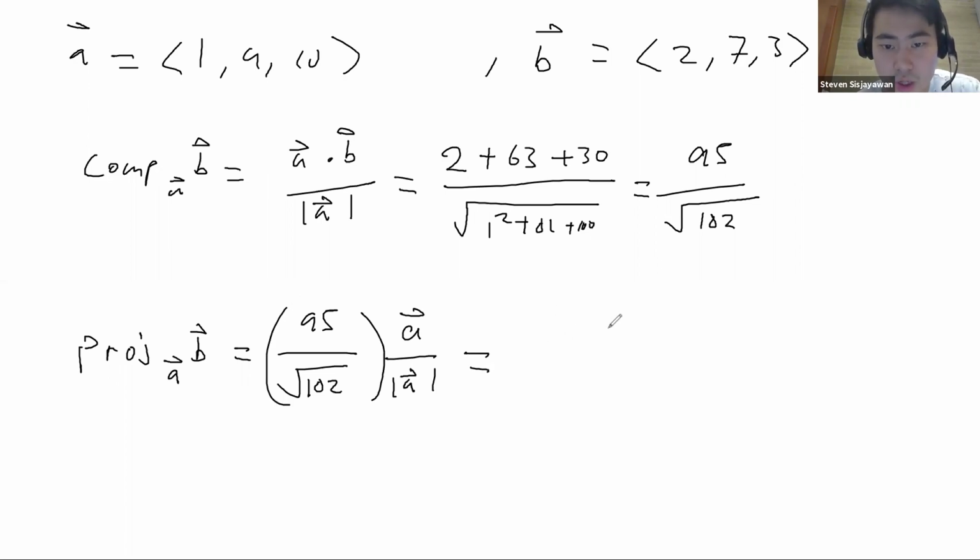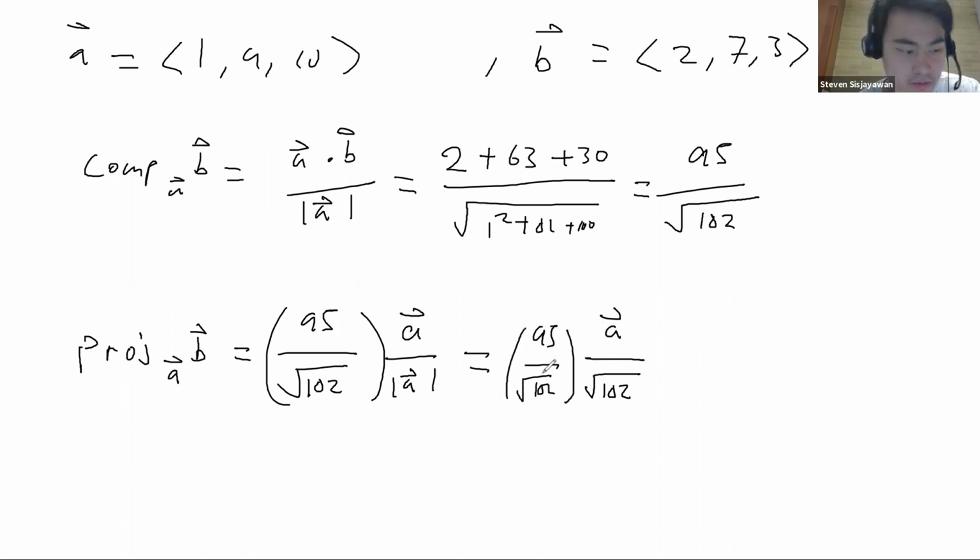So that's going to equal what? Vector A all over the magnitude of A, which we calculated was the square root of 182. So that's 95 all over the square root of 182. I think that's it. You can simplify this as 95 over 182, times the scalar multiplication with vector A. So that's the vector projection of B onto A. That is it for 12.3.